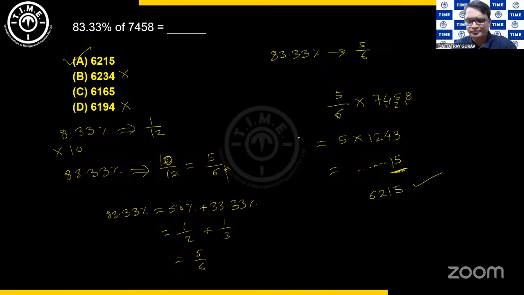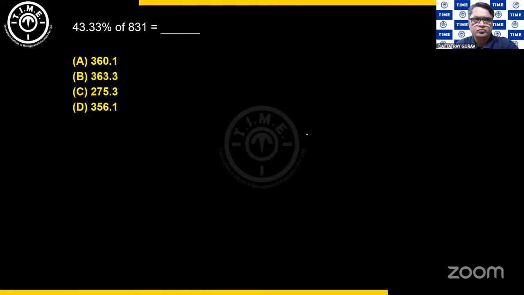So next question. Next one, 43.33%. Again, very important how to make a breakup here. 43.33%. Very important. 43.33% is nothing but 10% plus 33.33%.